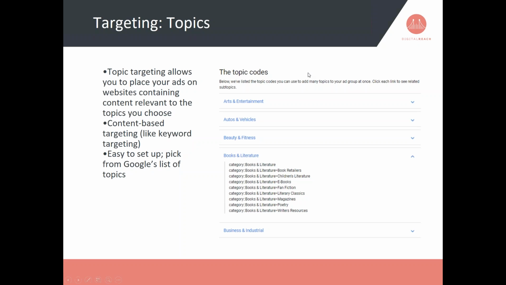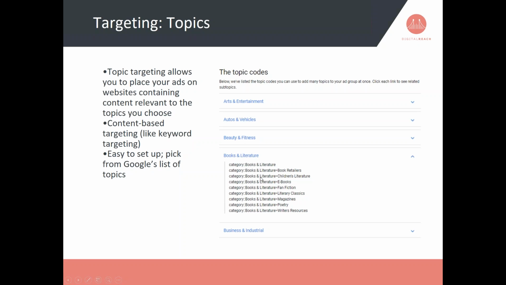And you can see here on the picture, if you look up Google AdWords topic targeting, it'll come up and you just click on the first AdWords support link. It comes up with this page. You can see here that they have these different sections of topics: arts and entertainment, auto and vehicles, beauty and fitness, books and literature. And then they have subsets of each of those categories.